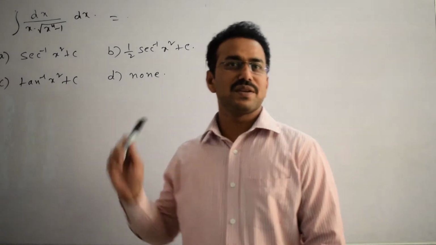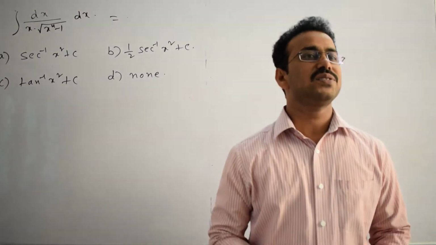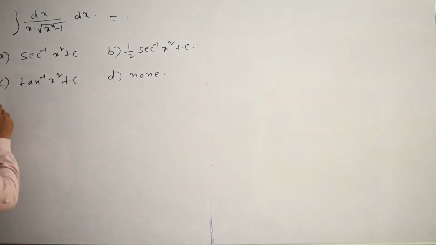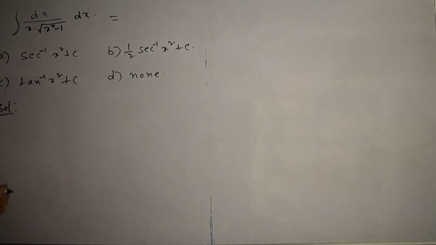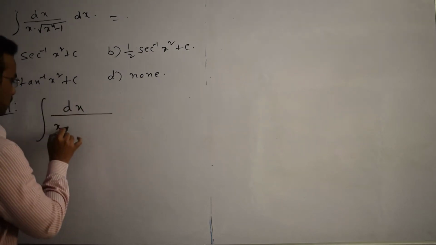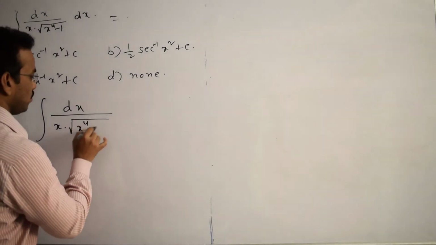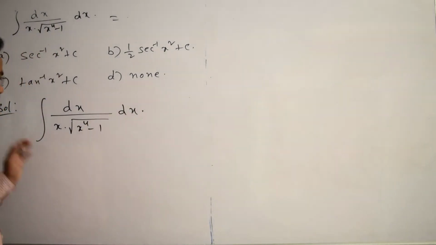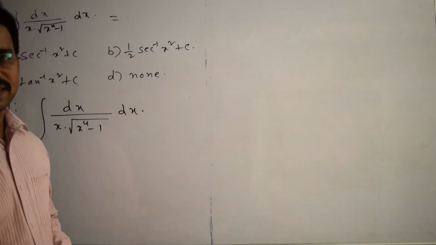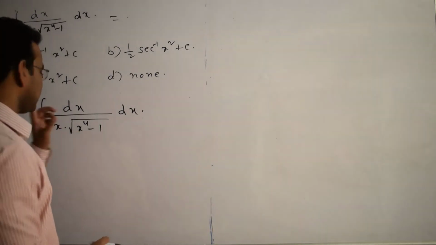By using the substitution method, our task is to eliminate the square root. First, let me write the given integral. Solution. The given integral dx by x into square root of x power 4 minus 1. Now, which one we need to substitute? Which variable? x square or x cube, x power 4 is there, x is there.